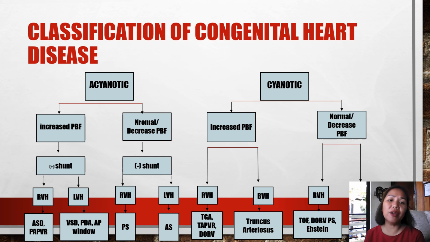So if you are dealing with an acyanotic cardiac lesion with increased pulmonary vascular marking and right ventricular hypertrophy, the differential diagnosis would be atrial septal defect, partial anomalous pulmonary venous return. When the left ventricle is enlarged, the differential diagnosis would be ventricular septal defect, patent ductus arteriosus, or aortopulmonary window.